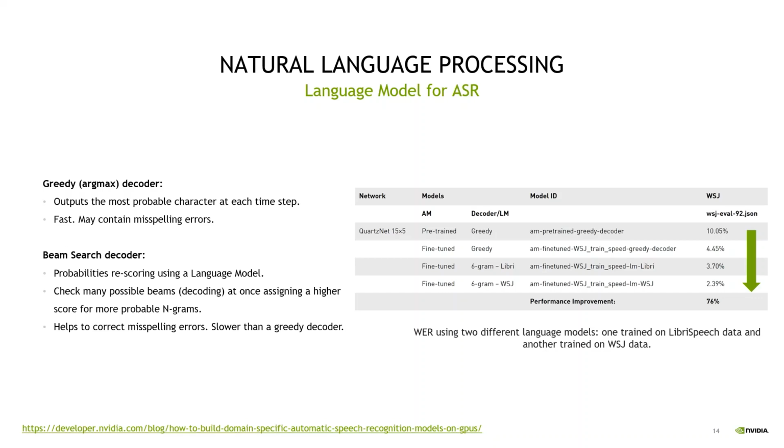One popular algorithm is the beam search decoder that rescores the ASR output probabilities using a language model. This step may slow down the speech recognition but helps to correct misspelling errors. On the right, we see the evaluation of several QuartzNet models using a greedy decoder and a language model-based decoder. And as you can see, the language model decoder improves the ASR output.